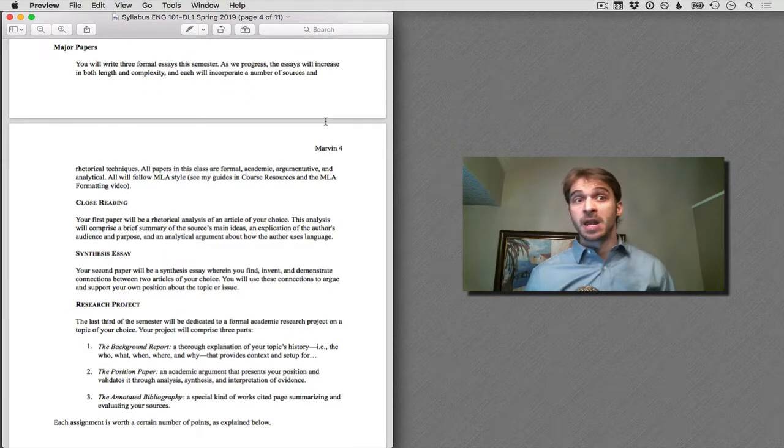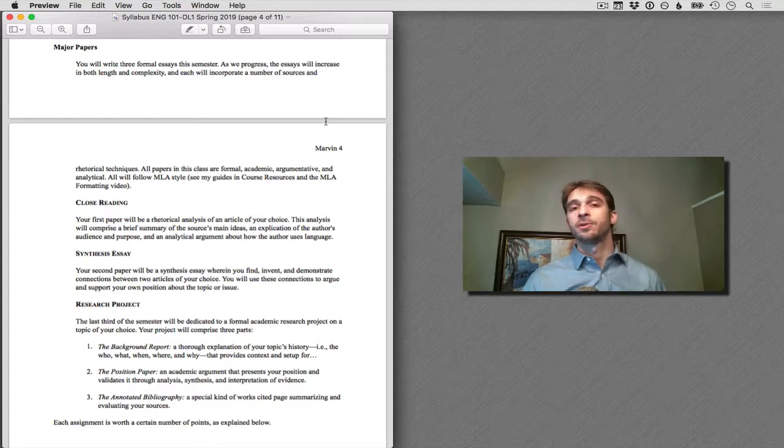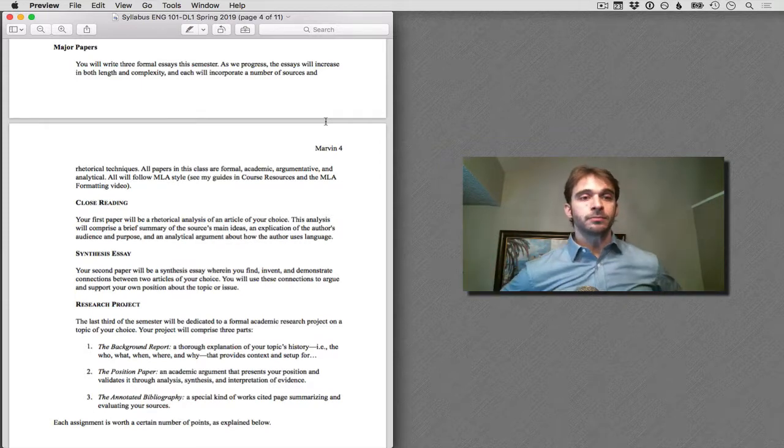So speaking of those papers, what are these big essays that we're going to write? You're going to write 3 formal essays this semester. As we progress, the essays will increase in both length and complexity, and each will incorporate a number of sources and rhetorical techniques. That just means that each essay assignment is designed to teach you different skills, different writing skills.